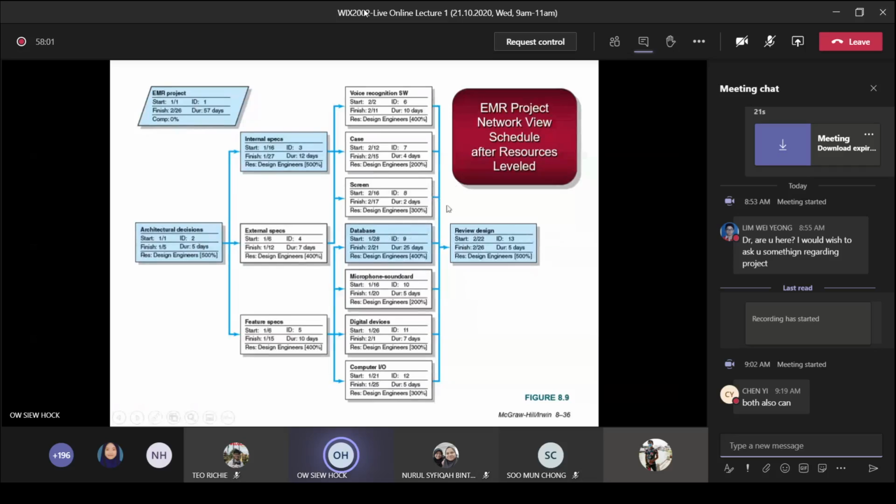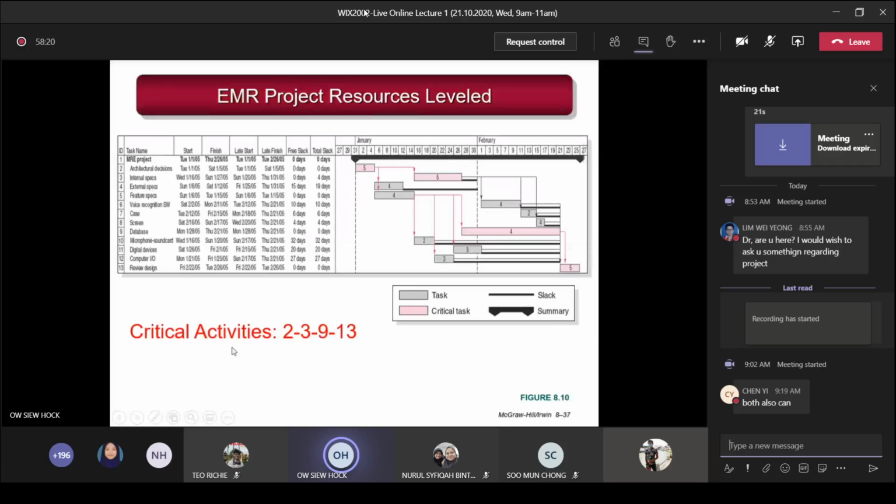So after they reschedule the thing, the critical path changes. So originally it was 2, 5, 9, 13. So after rescheduling this to cater for the needs that you have, it changed to 2, 3, 9, 13. So using the software, now the critical path changes, but we cannot call it critical path because after the resource constraint scheduling, it ends up with, you see, this is the one that is critical path, the pink color.